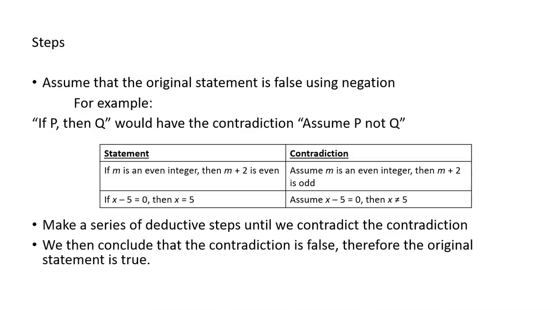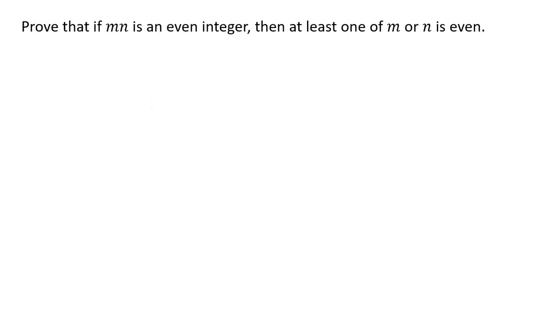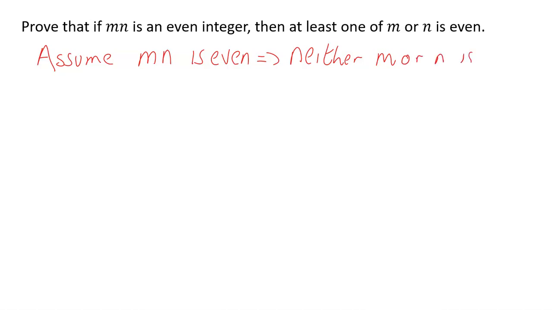Easy way to demonstrate this is with a couple of examples. So let's say that I want to prove that if mn is an even integer, then at least one of m or n is even. First thing we have to do is come up with a contradiction. So what I'm going to say is that I'm going to assume that mn is even. So we assume mn is even, then neither of m or n is even. So we negate that part of the statement. If this is true, at least one of them is even. So what we're going to say is if we assume mn is even, and that neither m or n is even.